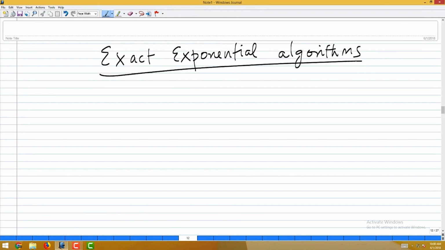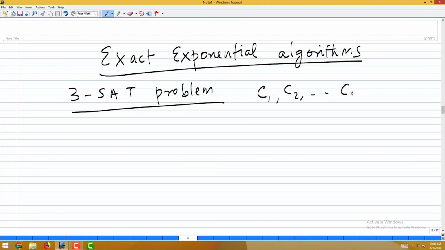Yeah. So, let us look at again the 3 sat problem. m clauses, n variables. So, what would be a brute force algorithm, what would be an exponential algorithm to test satisfiability? How much time? 2 power n, right?